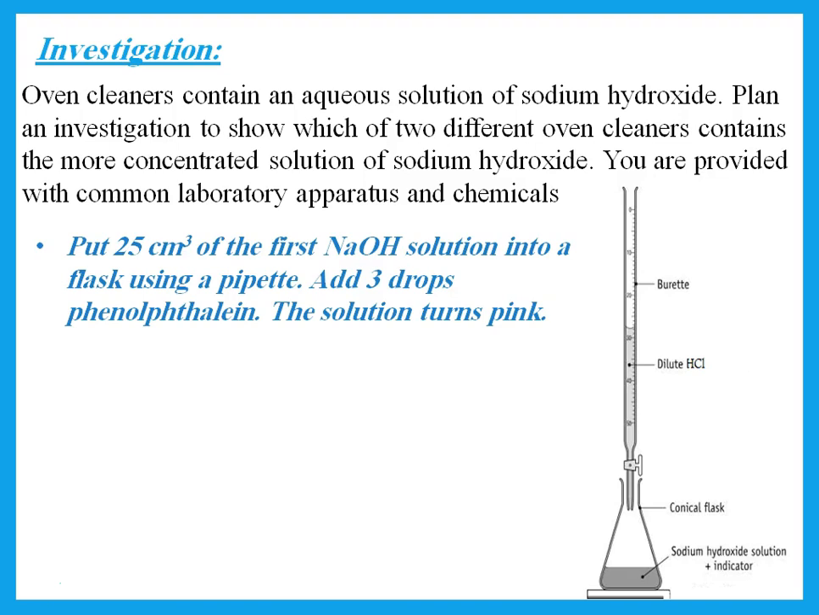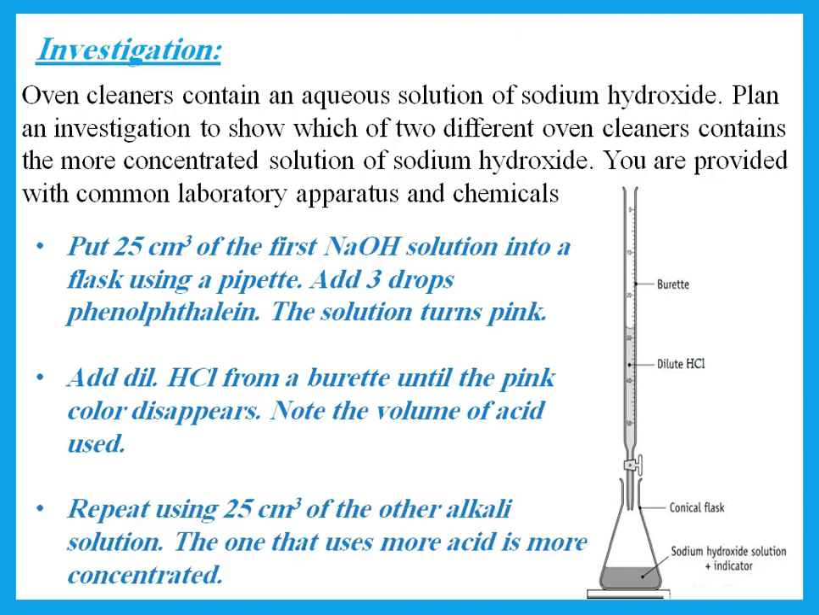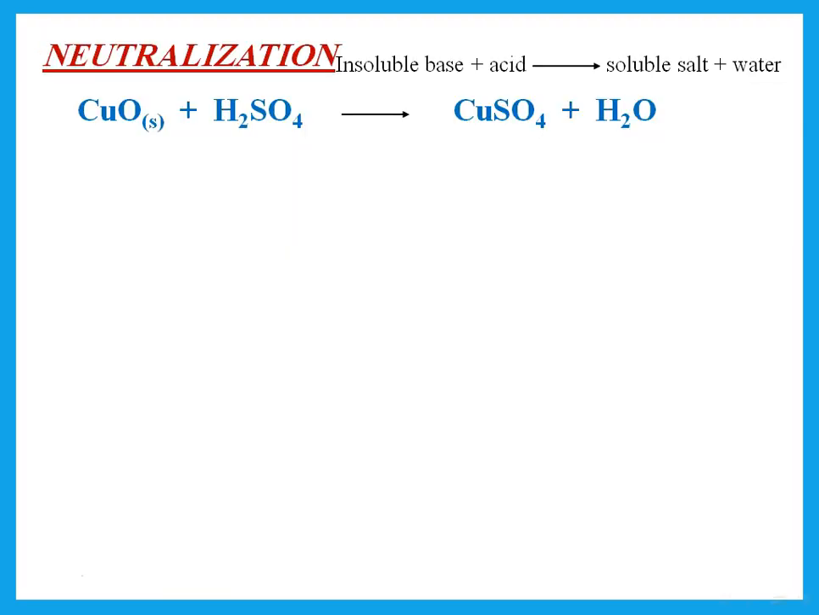Add 3 drops of phenolphthalein. The solution turns pink. Of course, I could also use methyl orange. In that case, the solution would turn yellow. And then add dilute HCl from the burette until the pink color of the phenolphthalein disappears. Note the volume of acid used. Now repeat using the same amount of the other alkali. The one that uses what? The one that uses more acid is the one that is more concentrated.